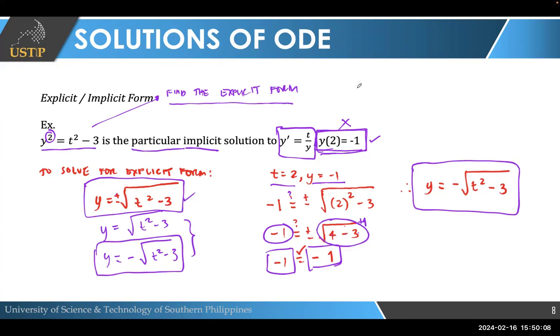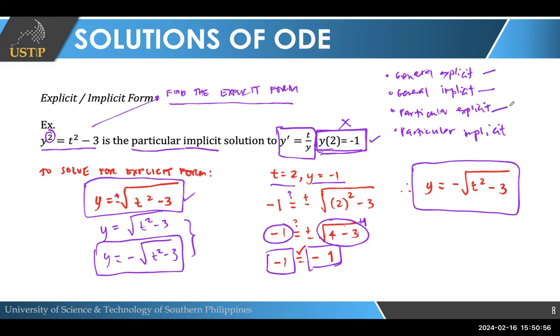In the next lectures, I will give a problem and you have to find, for example, the general explicit form, the general implicit, the particular explicit, or the particular implicit. I will give some examples, functions, or equations, and you have to distinguish whether each is general explicit, general implicit, particular explicit, or particular implicit. You have to know the definitions of these terms.